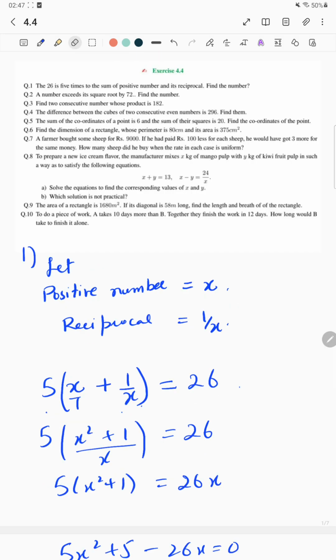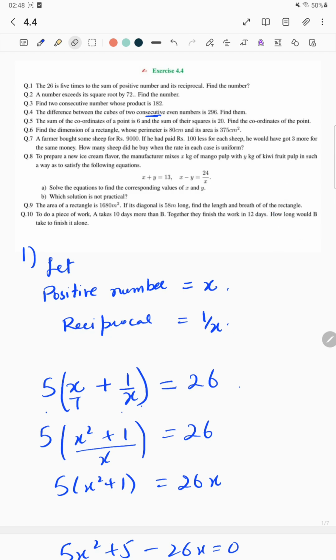Next: the difference between the cubes of two consecutive even integers. So it's saying consecutive. What is the meaning of consecutive? Consecutive means if I have x, then I would have x plus 1. If I have x plus 1, then I will have x plus 2. Consecutive means one after another. So for even numbers, we are always going to have x and x plus 2. Why? Because if we have 2, then we have 4. If we have 4, then we have 6. The consecutive even numbers are 2, 4, 6, 8. So it's x and x plus 2 this way.